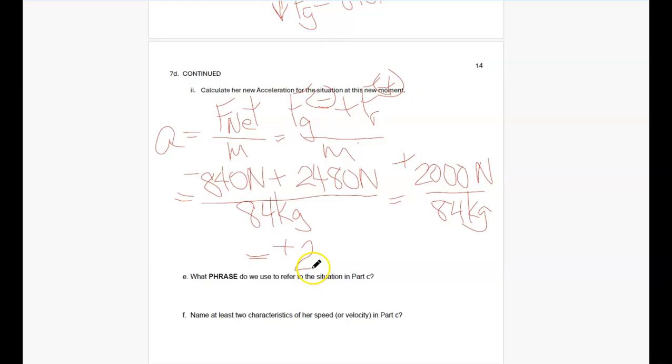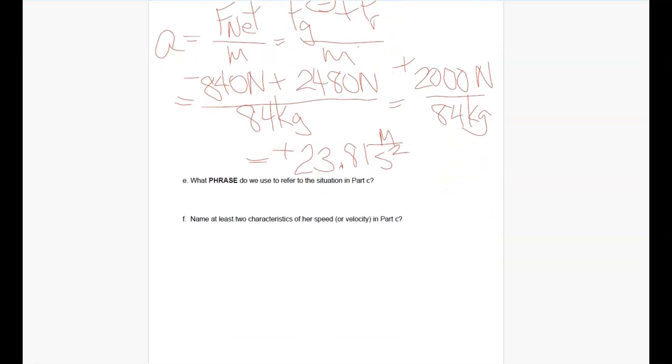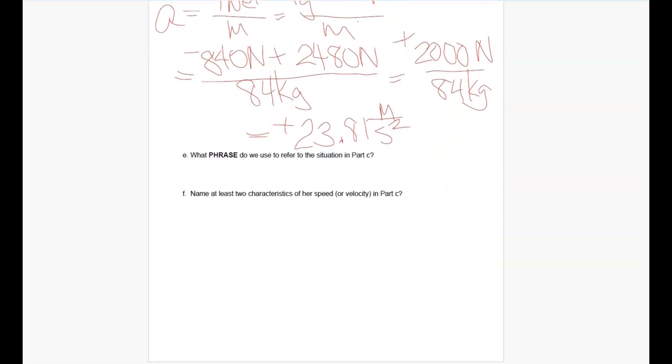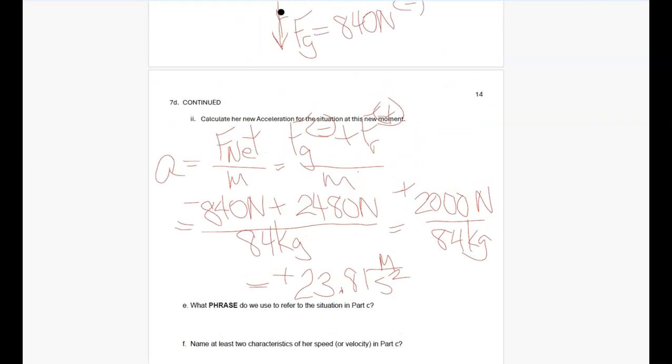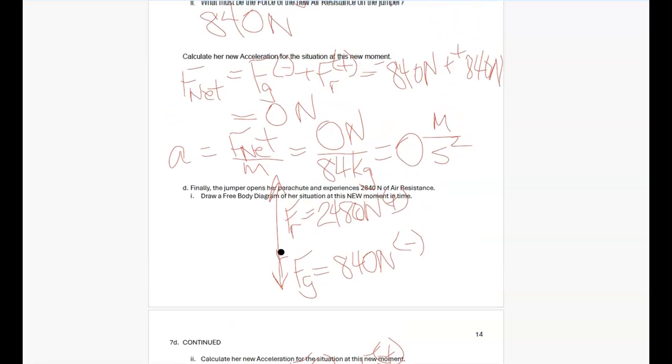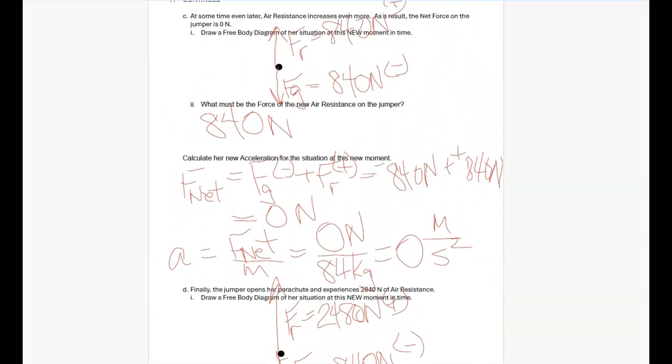It's huge, 23.81 meters per second squared. This is about 3 times the acceleration due to gravity, but in the opposite direction. So the force is huge, so our acceleration is going to be huge as well. And then the next question says, what phrase do we use to refer to the situation in part C? So part C, not the one we just did, but 2 back, when the net force is 0.